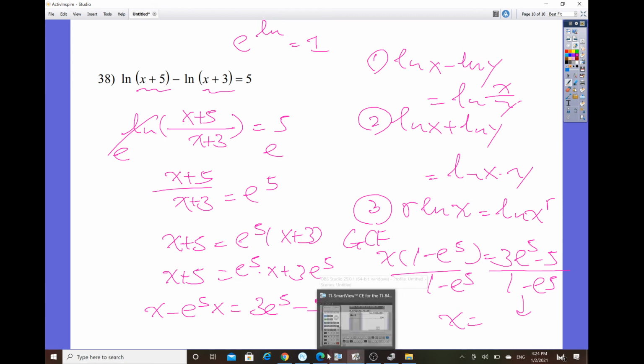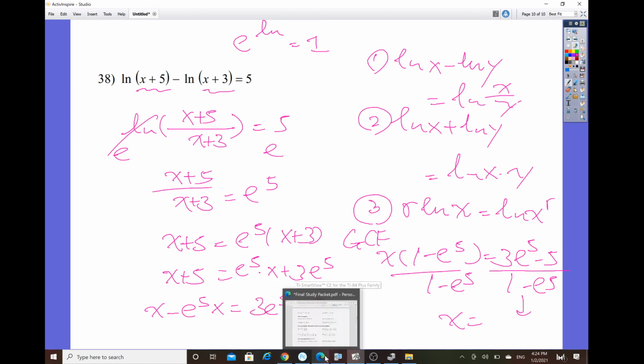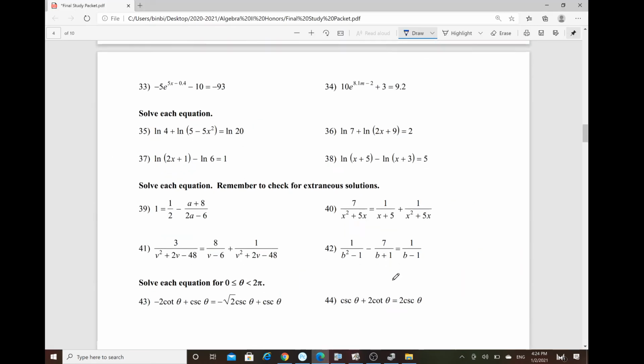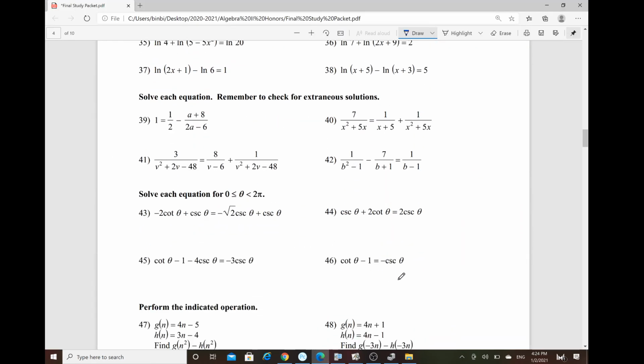Okay, so now let's see what else. So that was 38. And the other one that I would like to show you here is solving the rational equations. For the rest of this, I'll set up another video later today, so you guys should be able to see that soon.